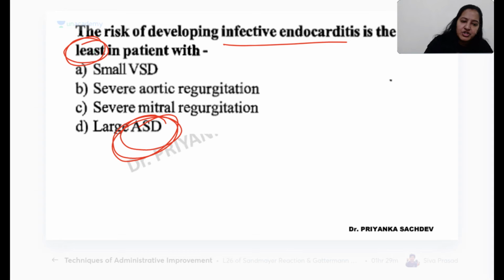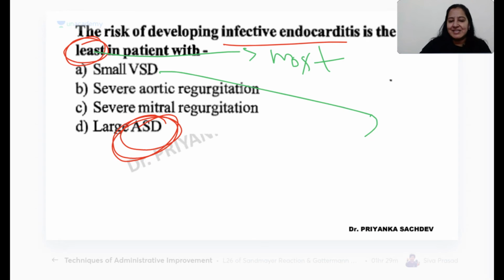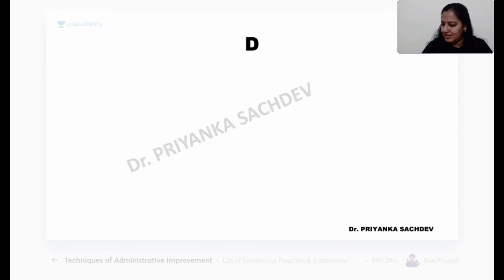If instead of least, the question contains most, what will be your answer? Write in the chat box. I'm not launching the poll. Yes, you all are correct. The correct answer will be A in that case, that is VSD. So VSD is the most common predisposing factor and ASD is the least common predisposing factor for bacterial or infective endocarditis. So the correct answer in this question is D.